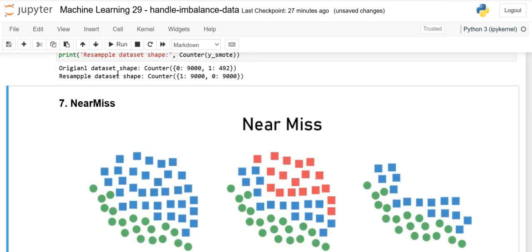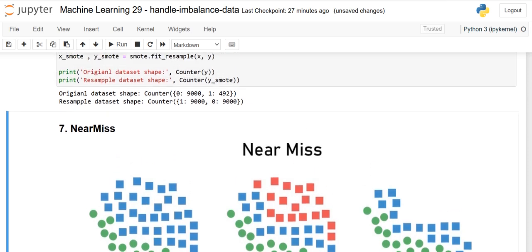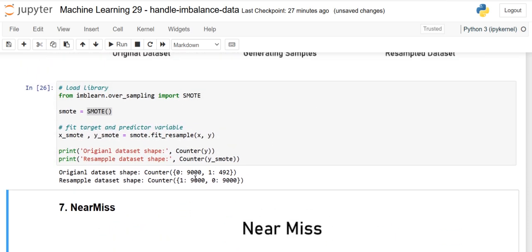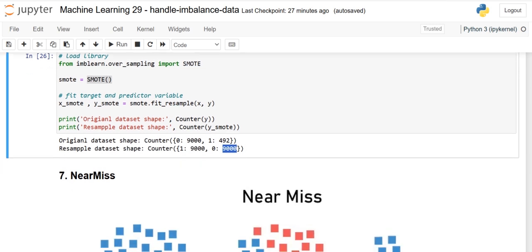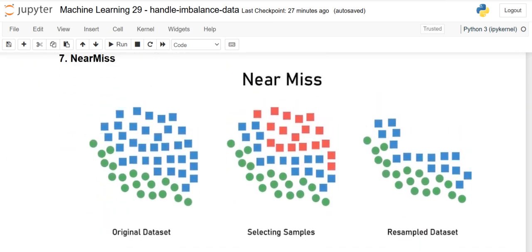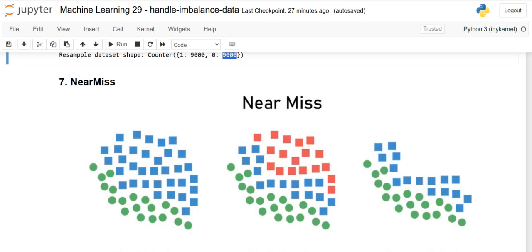So let us run it and observe, dear friends. So this is how we have it. Superb. So both are here at 9000. Okay, and next, one more technique we have, it is NearMiss.